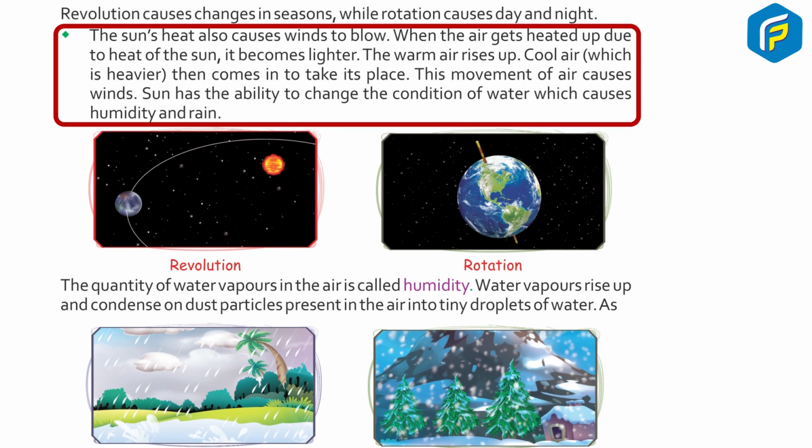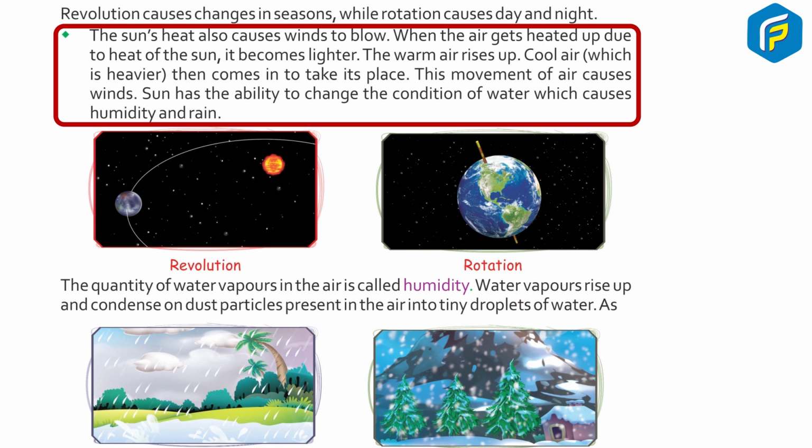The sun's heat also causes winds to blow. When the air gets heated up due to the heat of the sun, it becomes lighter. The warm air rises up. Cool air, which is heavier, then comes in to take its place. This movement of air causes winds.